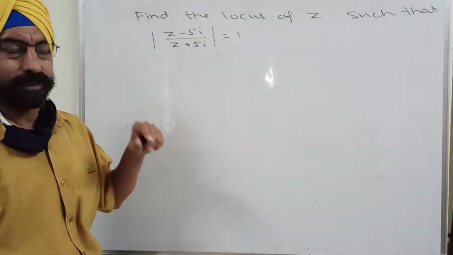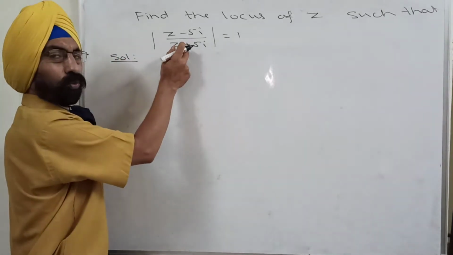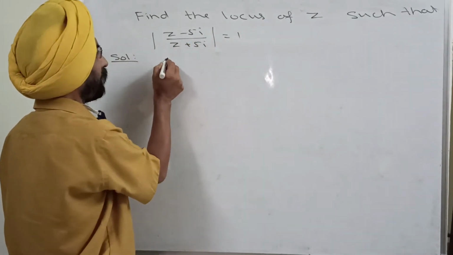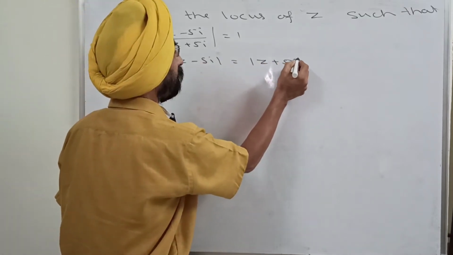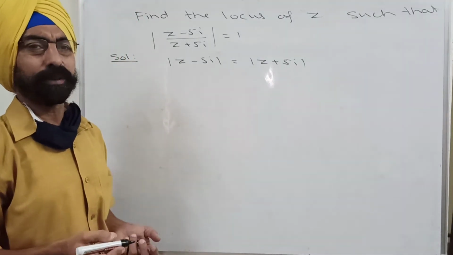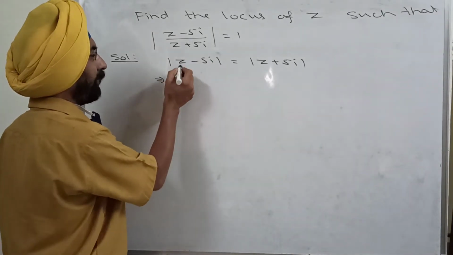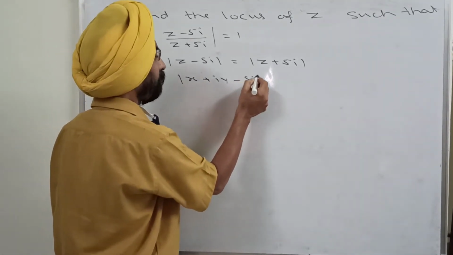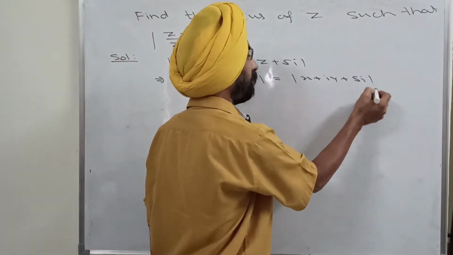So how to do this? For the solution, take one of the terms from the denominator to the right hand side by multiplication. You will get mod of (z minus 5 iota) is equal to mod of (z plus 5 iota). And what is z? Z is a complex number, so we can take z as x plus iota y. So the next step I am going to take is replacing this z by x plus iota y: mod of (x plus iota y minus 5 iota) is equal to mod of (x plus iota y plus 5 iota).